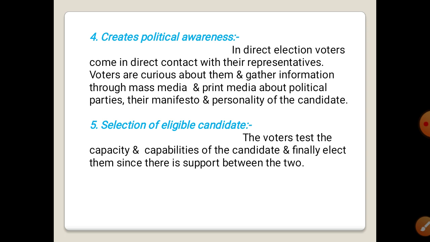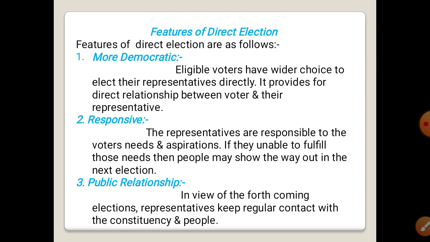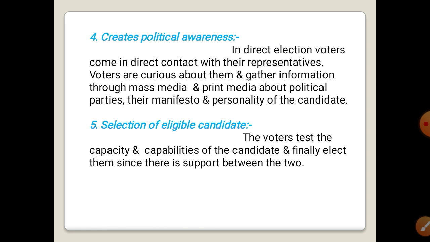So these are the 5 features which are very important for direct election. Once again I will repeat: more democratic, responsive, public relationship, creates political awareness, and selection of eligible candidate. These are the 5 features of direct elections.